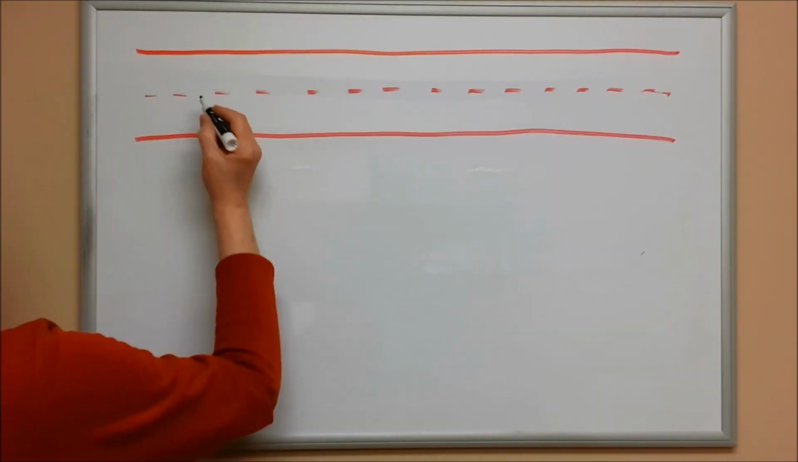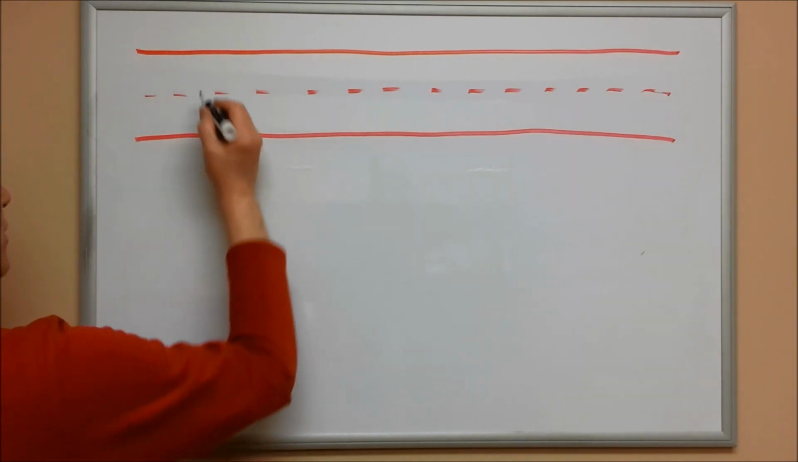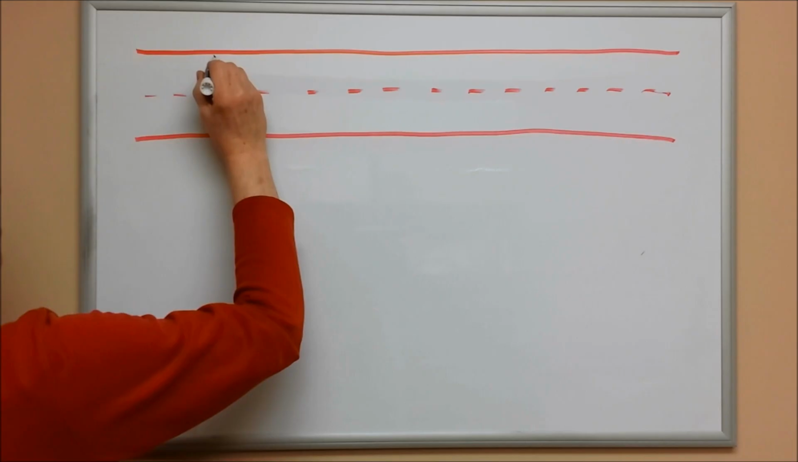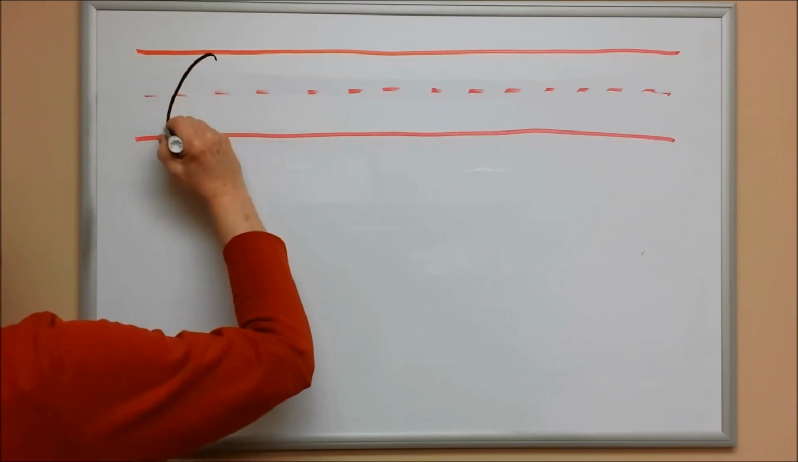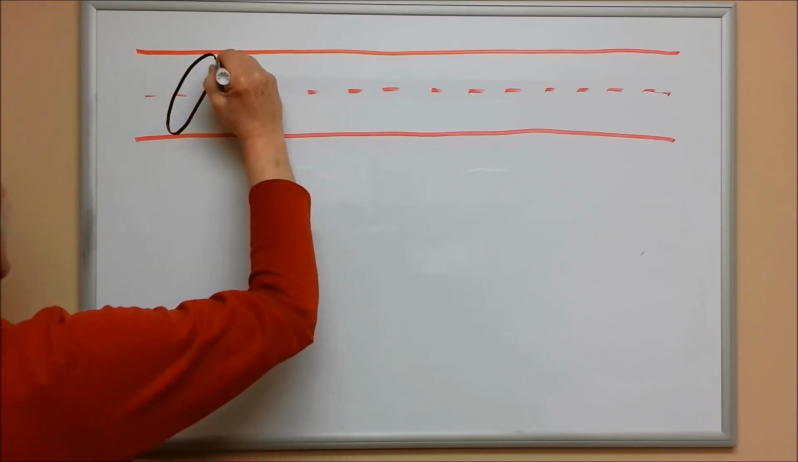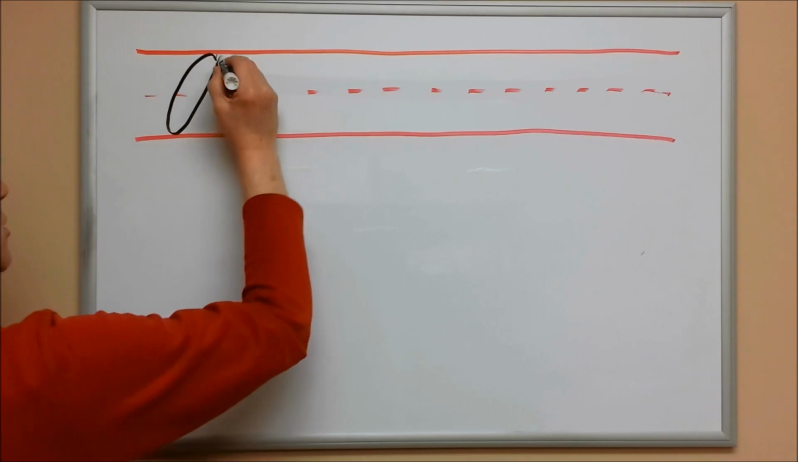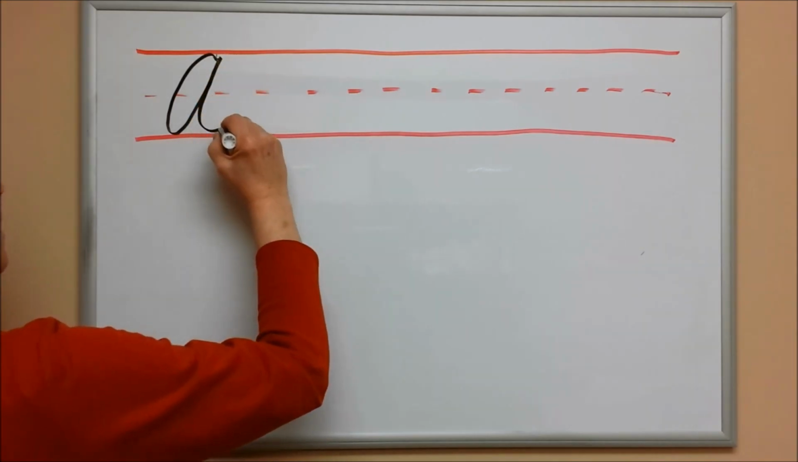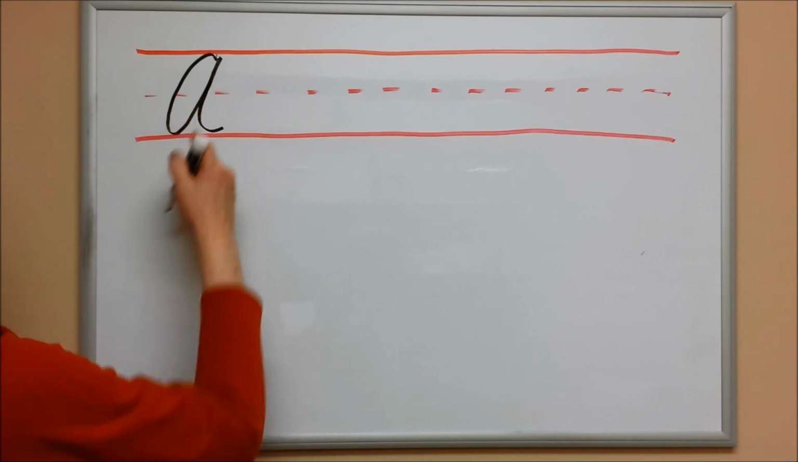Capital A looks a lot like a lowercase printed a. We start at the top, just a little bit below the top. Curve around and go back up to meet this spot. Back down. And we make this little curve on the bottom.